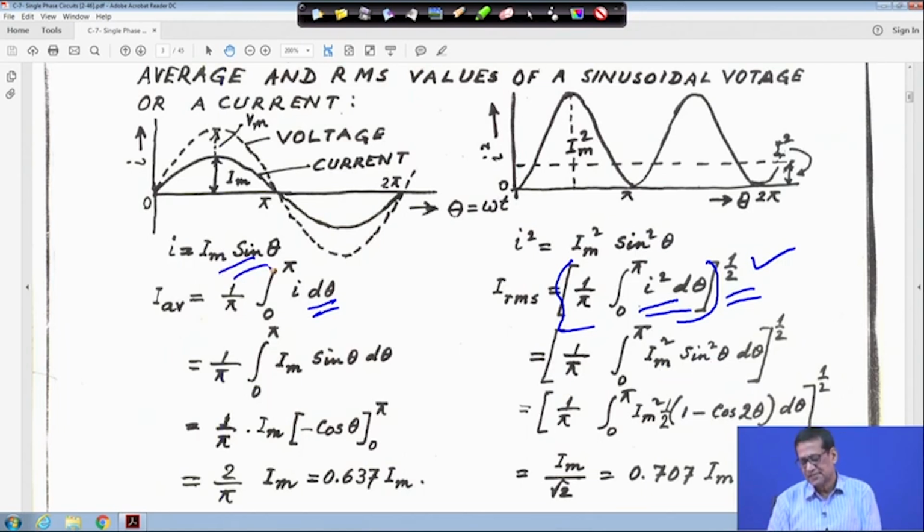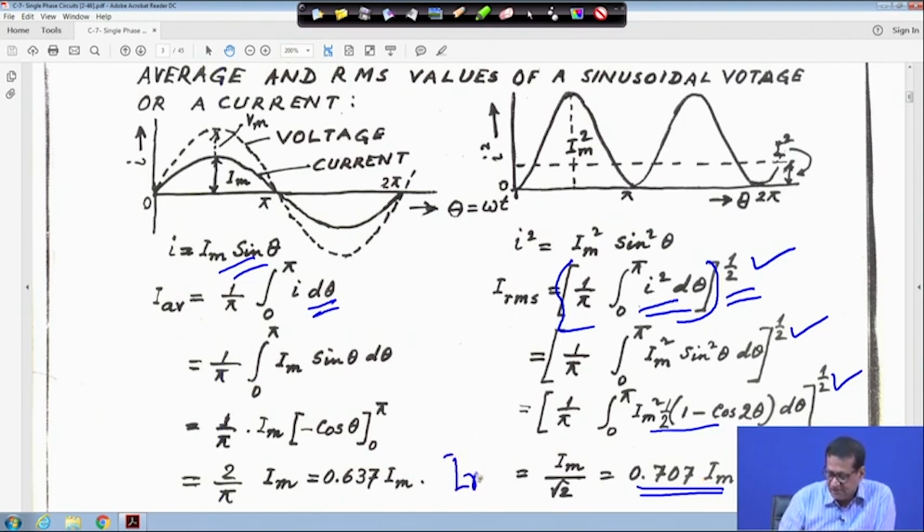So I square is equal to Im square sin square theta d theta, which gives 1 upon pi, 0 to pi, Im square by 2 into (1 minus cos 2 theta) d theta, because cos 2 theta is equal to 1 minus 2 sin square theta. Therefore sin square theta is equal to (1 minus cos 2 theta) by 2. You integrate, with everything to the power half, the square root. If you integrate and simplify, it will simply become Im by root 2, that is 0.707 Im. That is IRMS, the root mean square value: IRMS is equal to Im by root 2.